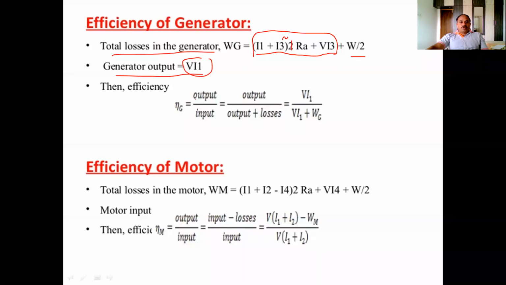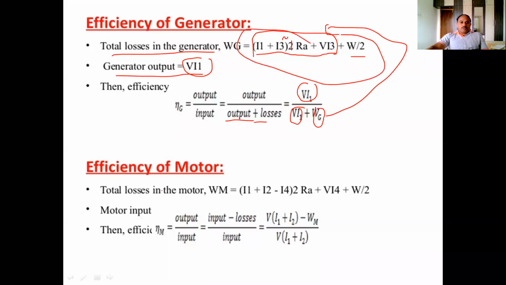Therefore, generator efficiency equals output by input. Input is written as output plus losses. So efficiency is output, V into I1, divided by output plus the total losses in the generator. Suppose you want to calculate the efficiency of the motor.